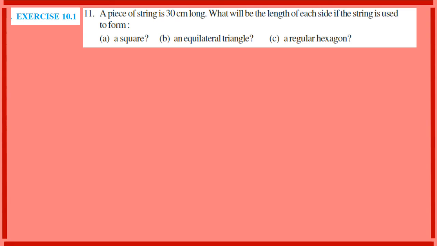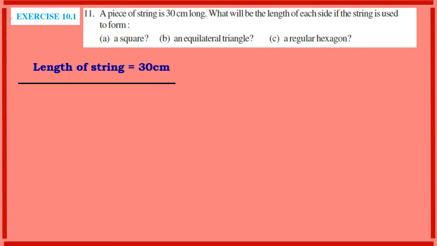Now question number 11. A piece of string is 30 centimeter long. What will be the length of each side if the string is used to form a square, an equilateral triangle, a regular hexagon? So this string is bent to form these shapes. After bending, the string will become the shape of a square, an equilateral triangle, a regular hexagon. So we are using the length of the string to form all these shapes, is it?